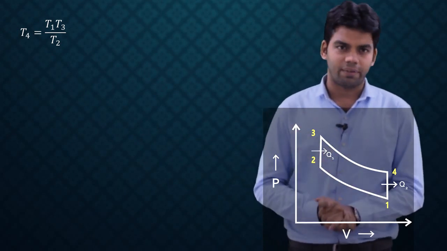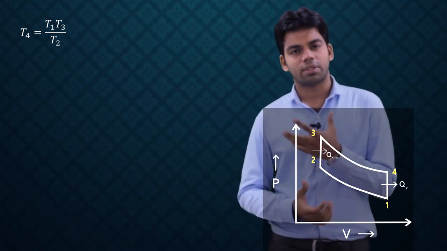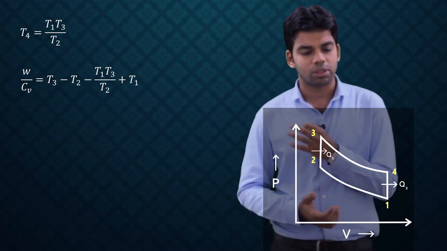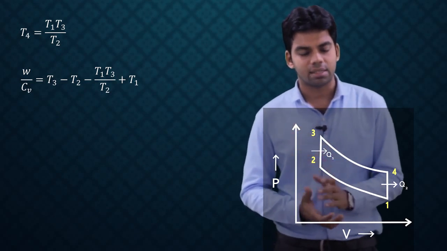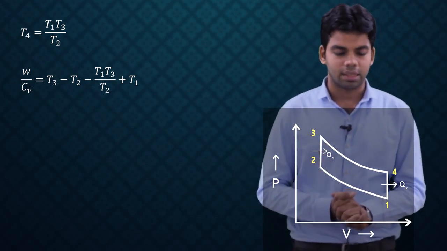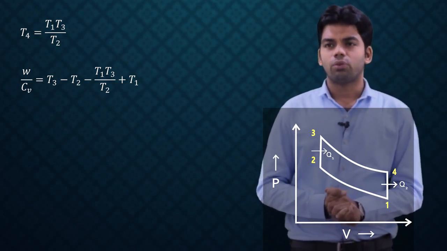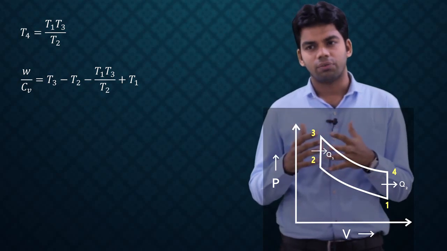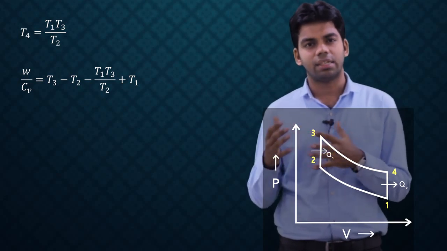Now what is the use of this? I will tell you. In the work done formula, W by Cv is equal to T3 minus T2, and putting the value of T4 here, minus T1 T3 by T2 plus T1. Now, what we have to do is maximize this work, and in this particular formula we have three different terms: T1, T3 and T2.